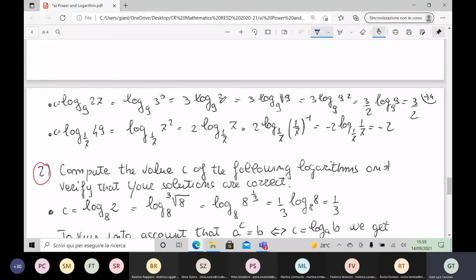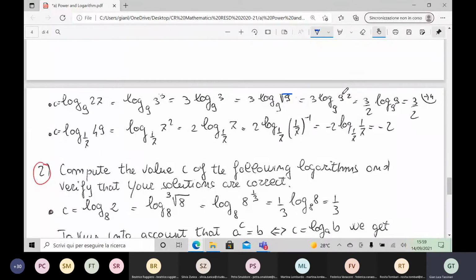Guys, can you rewrite 3 as a power with basis 9? Well, I applied this trick. Everything has been cut in the scanning procedure, a little bit. So, I realized that 3 can be seen as the square root of 9. Do you agree? The square root of 9 is 3. So I wrote square root of 9.